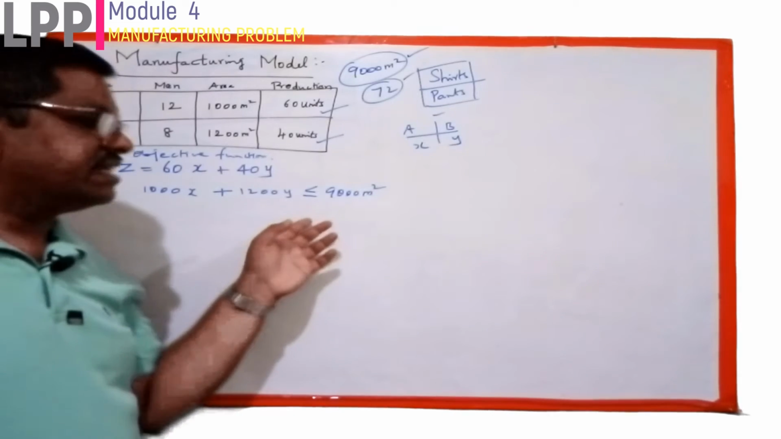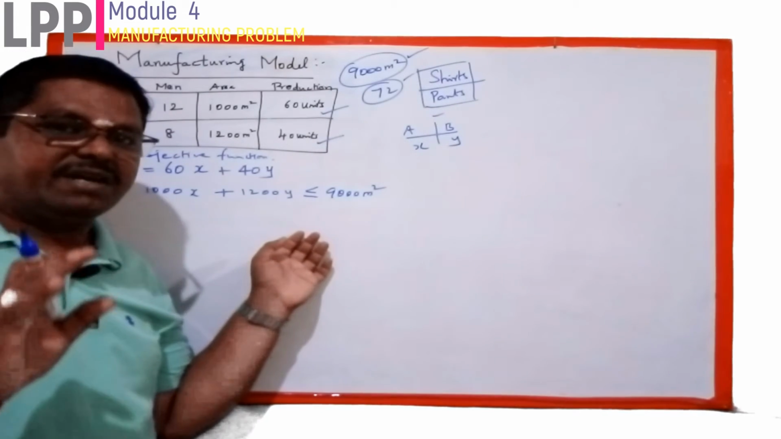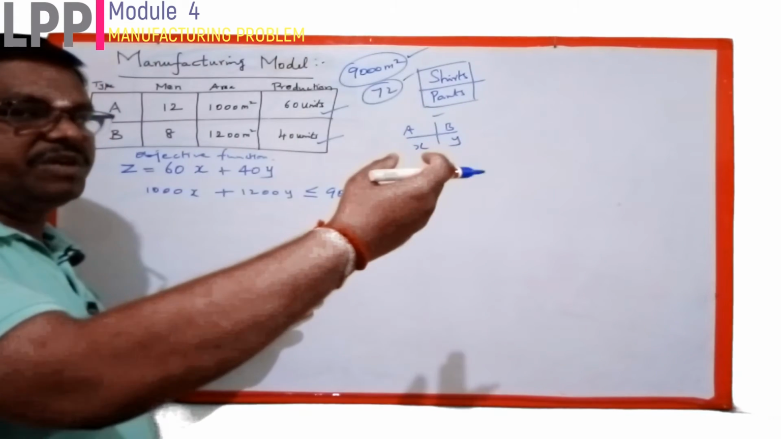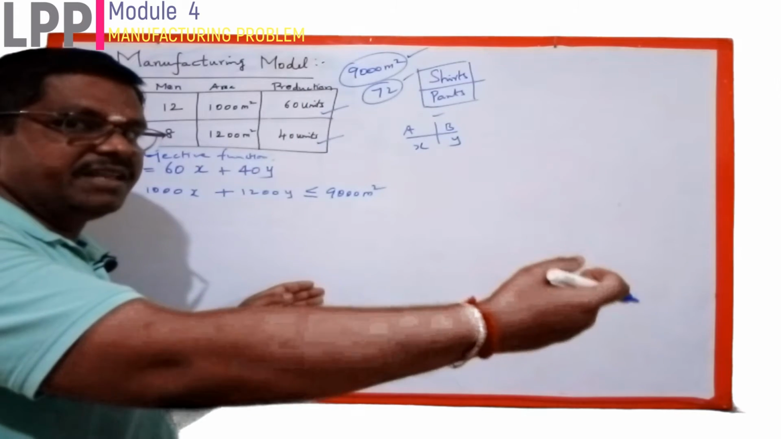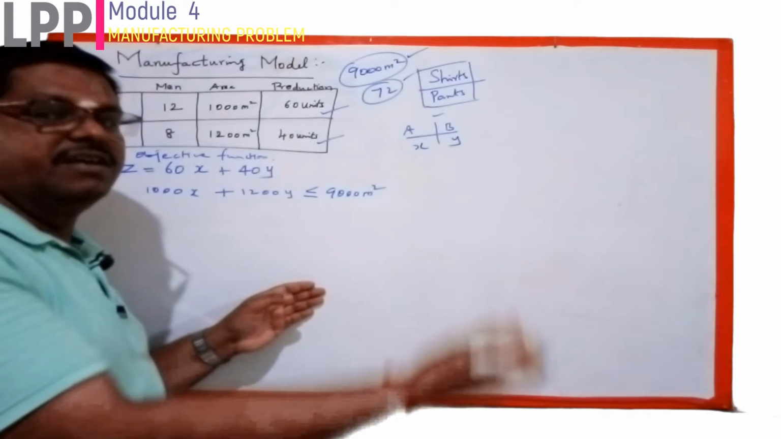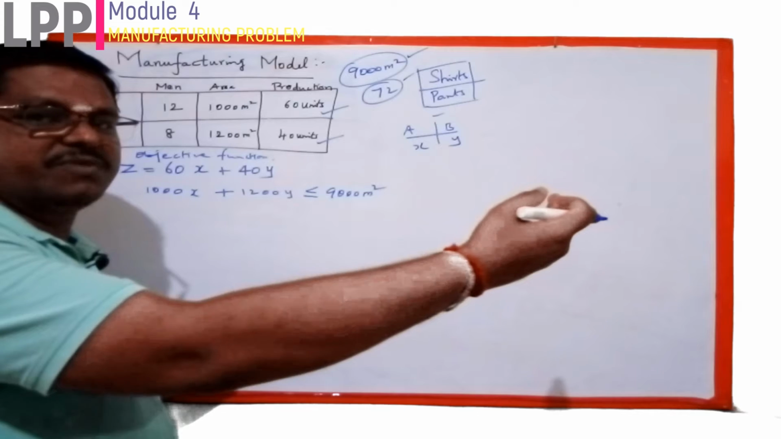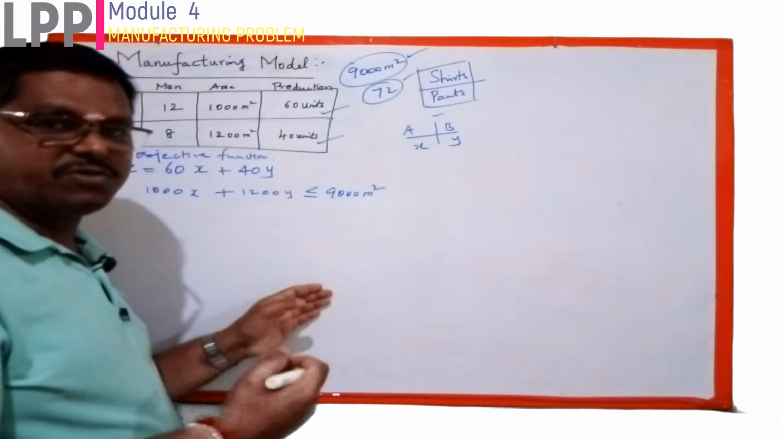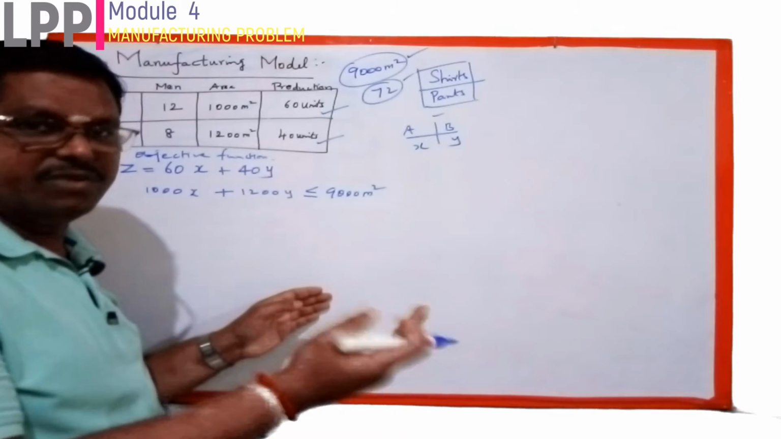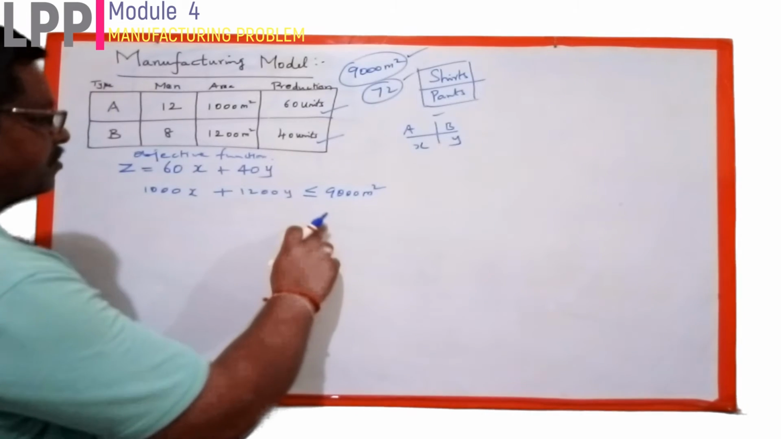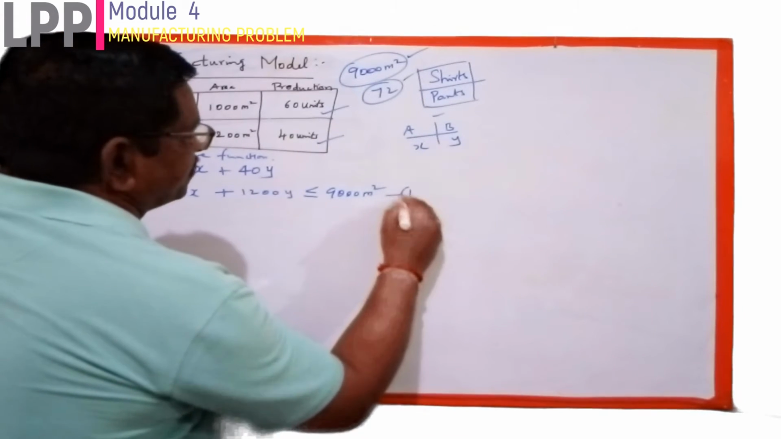Why are we using less than or equal to? Remember, we cannot go beyond 9000 meter square. 9000 meter square is the total area of the factory. So we can go up to 9000 meter square only, or we can come down also. We cannot go beyond that value. That's why we are using less than or equal to. Say this is the first inequation.